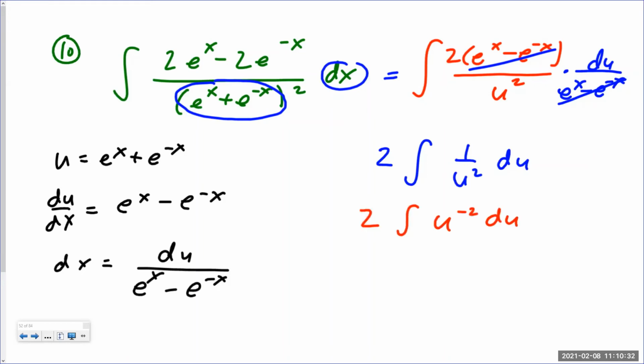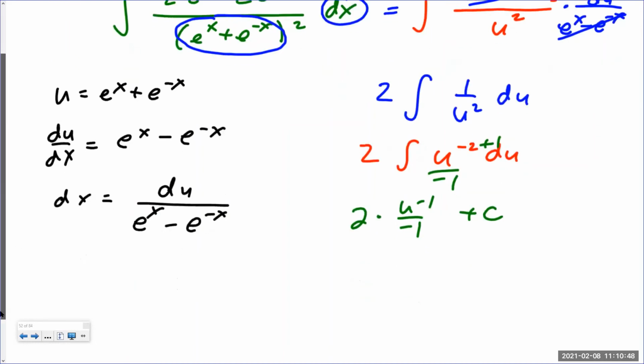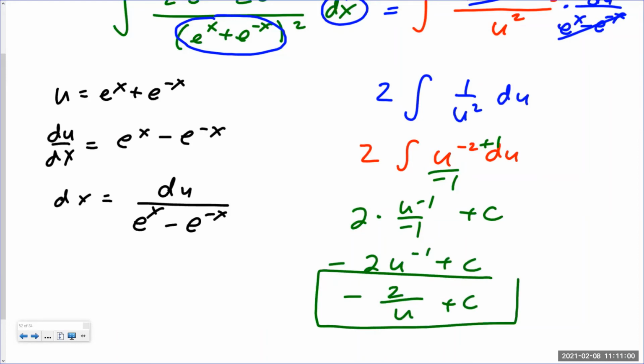Yes, move the bottom up to the numerator, okay? Then it is an easy antiderivative. You add 1, divide by the new exponent, which is negative 1. So this is going to be 2 times what? u to the negative 1 over negative 1 plus c, okay? That's a great answer. You just want to kind of simplify things. This is really negative 2 times u to the negative 1 plus c, which is really negative 2 over u plus c. And that is a great answer.